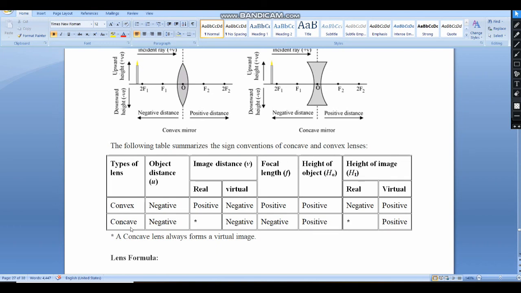In case of a concave lens, object distance is negative. The image formed by the concave lens is always virtual, so image distance is negative, and focal length is negative. Height of the object is positive, above the principal axis, and height of the image is positive. Concave lens always forms a virtual image.